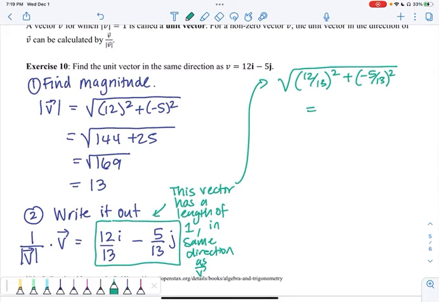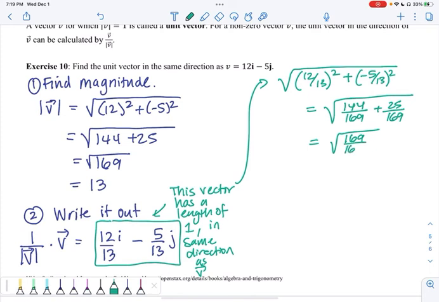So what would this be? Well, 144 over 169 plus 25 over 169, but this just gives me 169 over 169. So that is just the square root of 1, which is 1. So we've confirmed that the new vector that we made, that we said is going to have a length of 1, actually does have a length of 1.